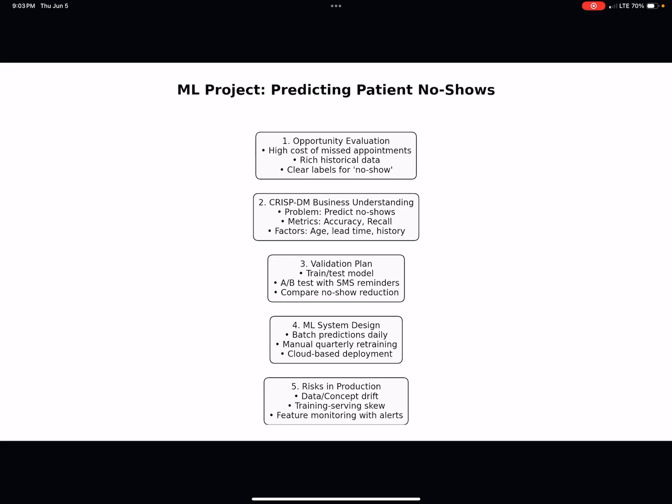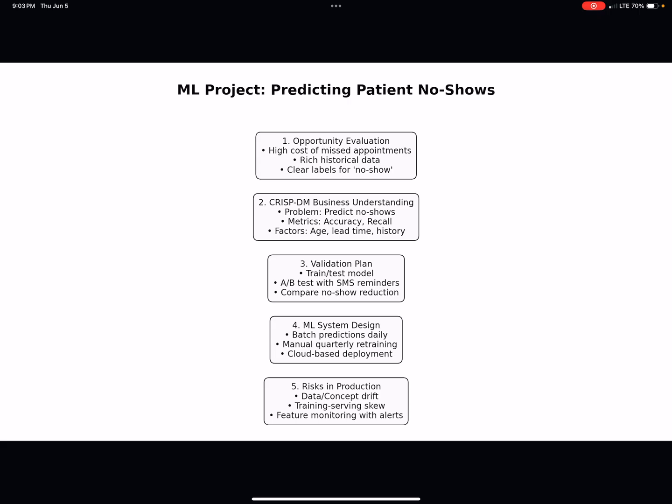Starting at number one, I did opportunity evaluation. Missed medical appointments are a huge problem in healthcare. They lead to wasted time, lost revenue, and delayed treatment for other patients. I think this is a great fit because of value: if you can reduce no-shows, it saves time, improves outcomes, and increases clinic efficiency. Nobody wants to wait in a doctor's office for 4 hours, 30 minutes, whatever it may be. If they can be more efficient, that's better for everybody.